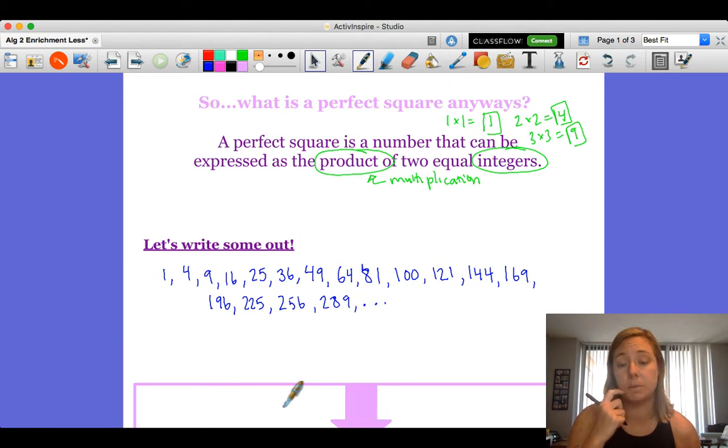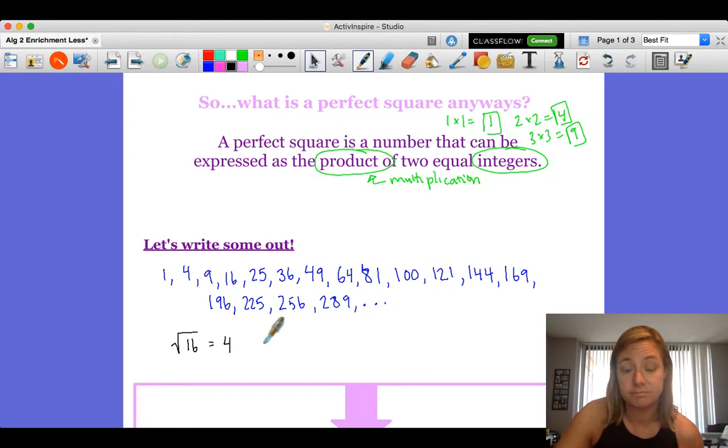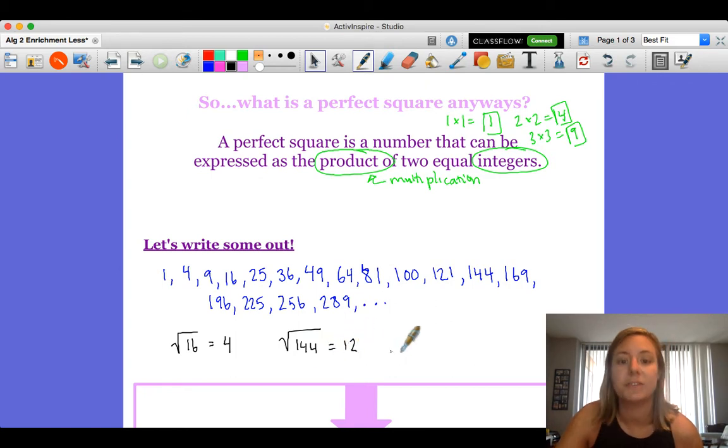So these are numbers that are perfect squares. If I asked you, what's the square root of 16? Your answer would be 4. You get a nice result from that. If I said, what's the square root of 144? You get 12. There's nothing left over. This is 12 times 12.